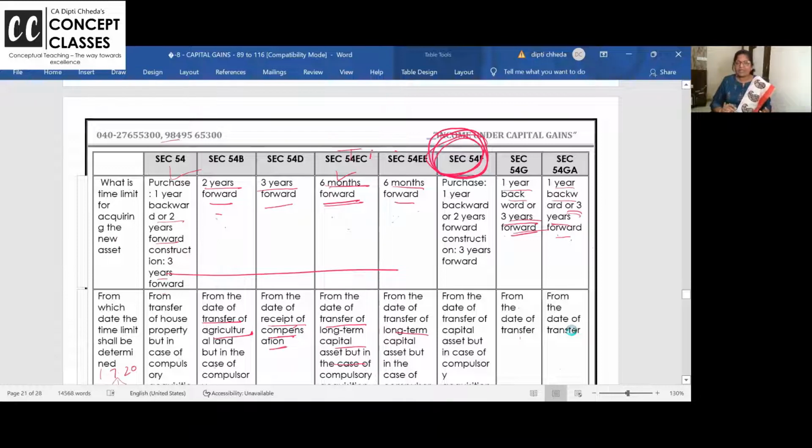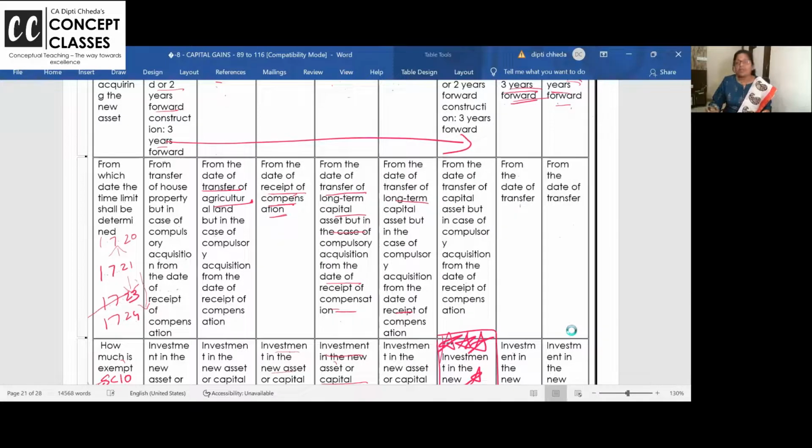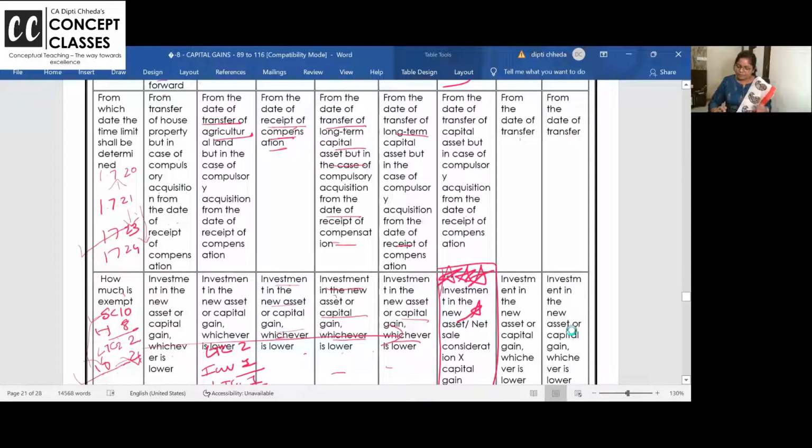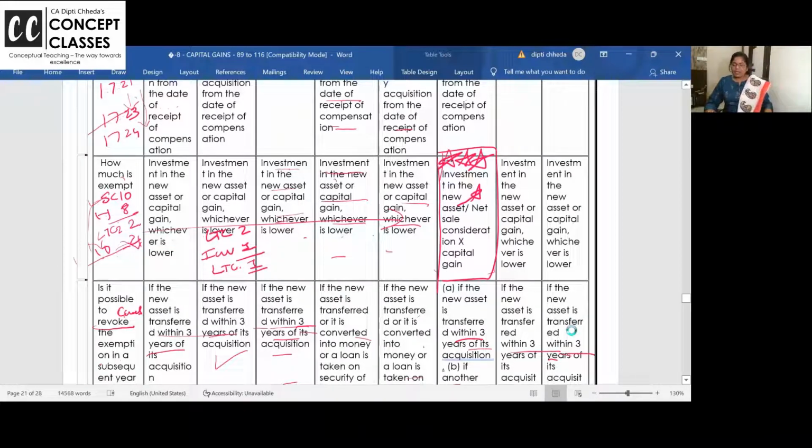Put an arrow mark like this. 1 year backward, 2 years forward you purchase, or 3 years forward you construct. From the date of transfer of capital asset, or in case of compulsory acquisition, from the date of the compensation. Okay. Now, some formula. How much exemption you will get? Investment in new house divide by sale consideration into. क्या पता क्या फॉर्मूला है?